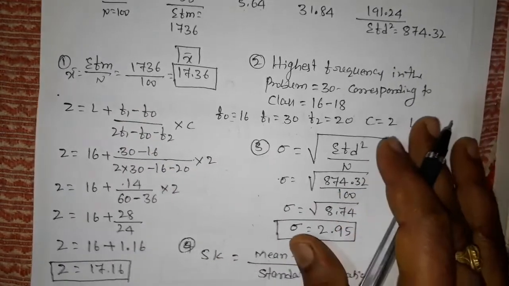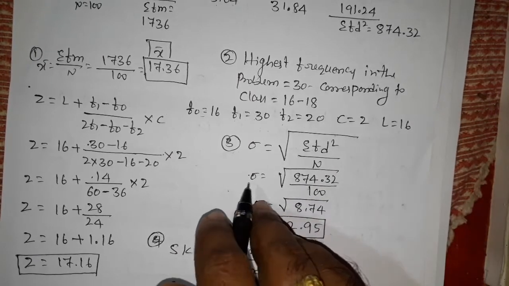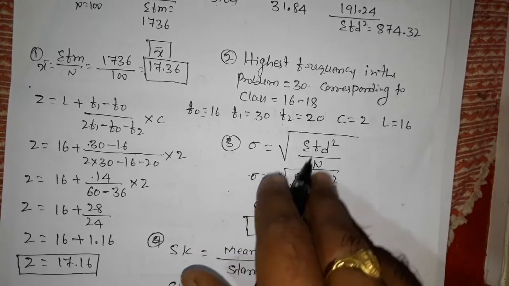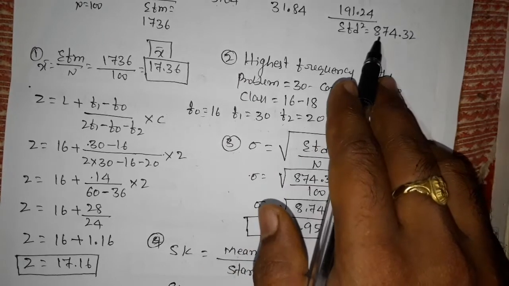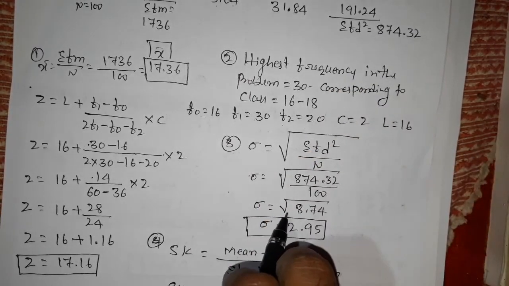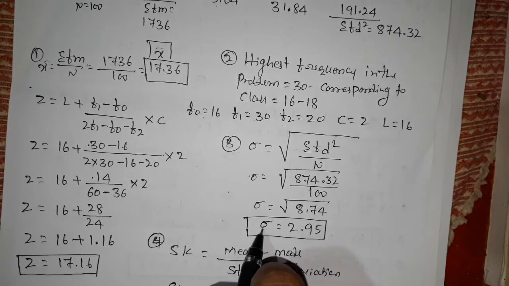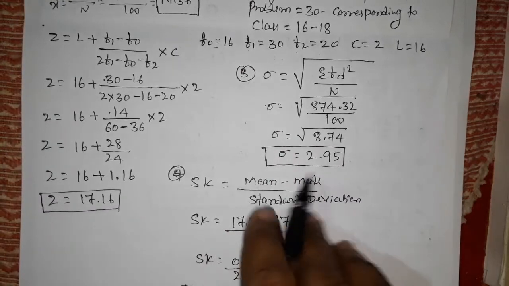Standard deviation is equal to the square root of sigma fd square divided by n. This is the short formula. Put the value of sigma fd square, 874.32, divided by 10, and that value comes to 8.74. We will get the standard deviation of 2.95.